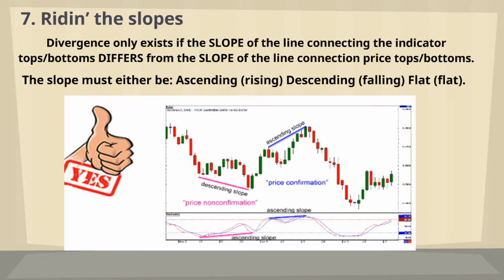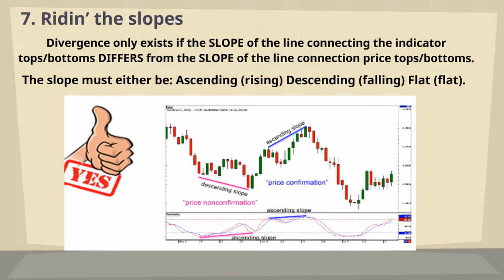Divergence only exists if the slope of the line connecting the indicator tops/bottoms differs from the slope of the line connecting price tops/bottoms. The slope must either be ascending, rising, descending, falling, or flat.